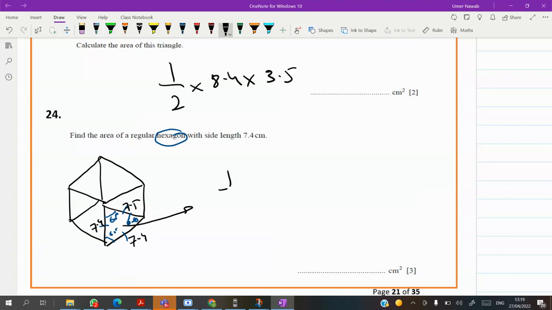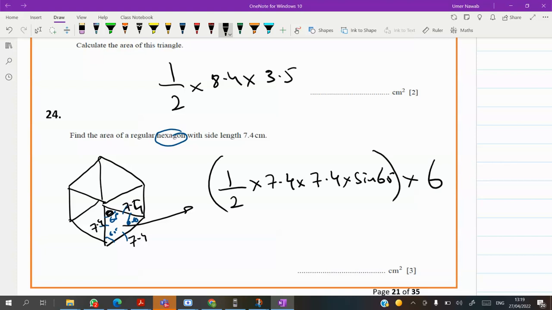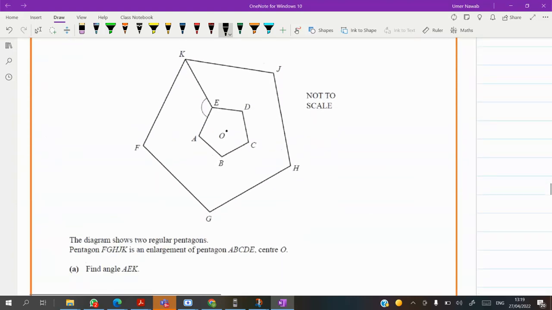It's easy to find the area of this triangle. Half times the two arms, 7.4 and 7.4, times sine of the included angle, 60 degrees. How many triangles do I have? Six triangles. So times six will give you the area of a regular hexagon.